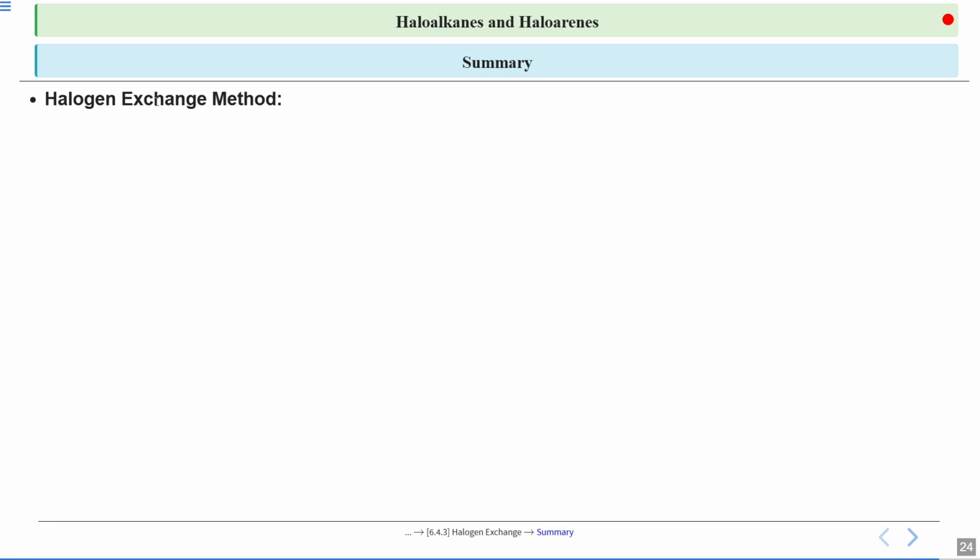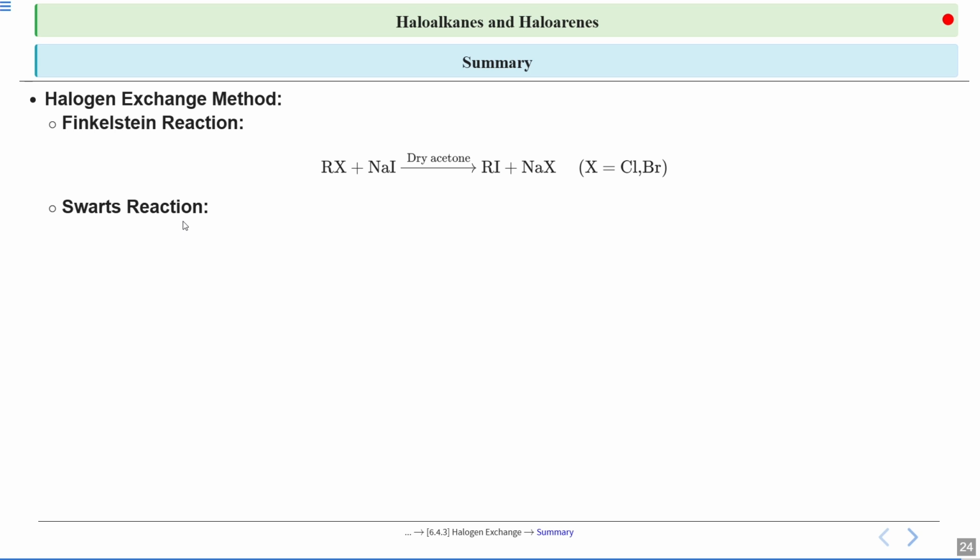Then we have seen the halogen exchange method, in which the first reaction is the Finkelstein reaction, where the alkyl halide reacts with sodium iodide, where X is chlorine or bromine, in the presence of dry acetone and gives you an alkyl iodide. So this reaction is especially for alkyl iodides. Then we have seen the Swarts reaction, which is especially for the preparation of alkyl fluorides, by the reaction of an alkyl halide with a metal fluoride.